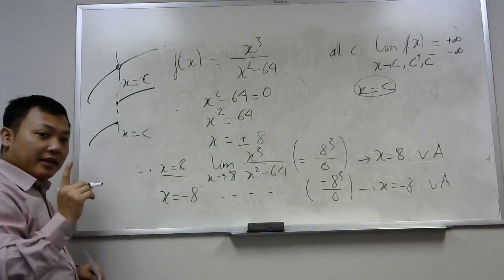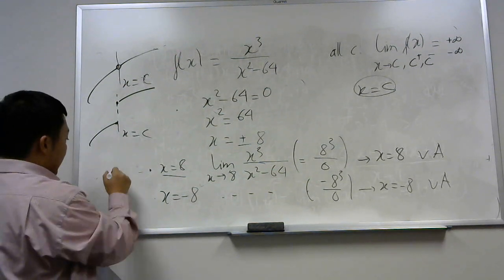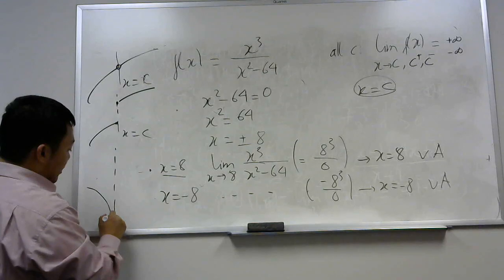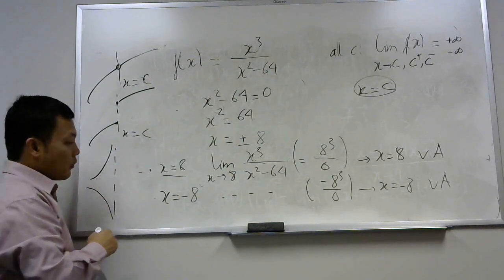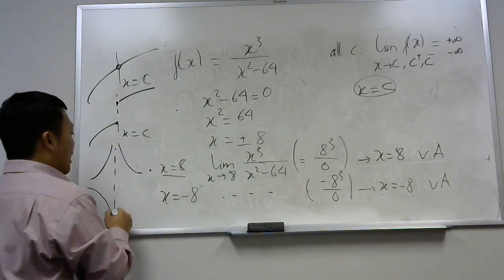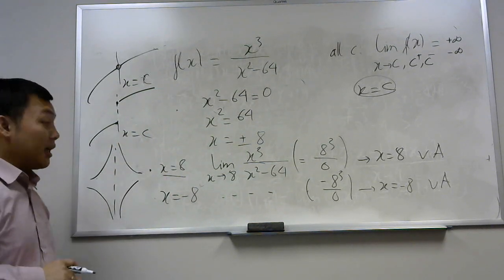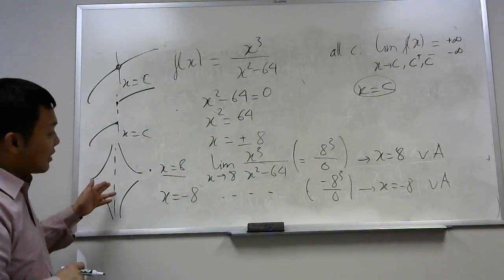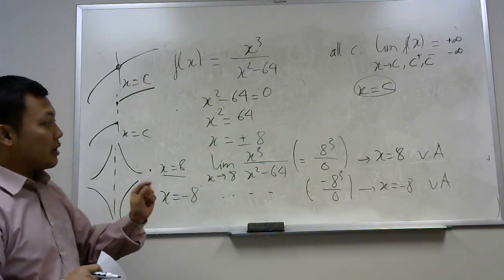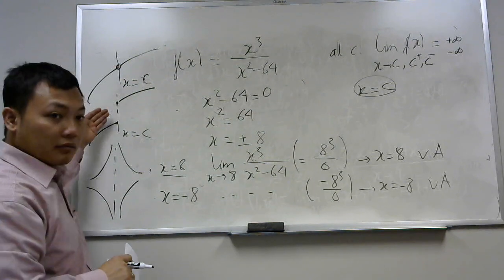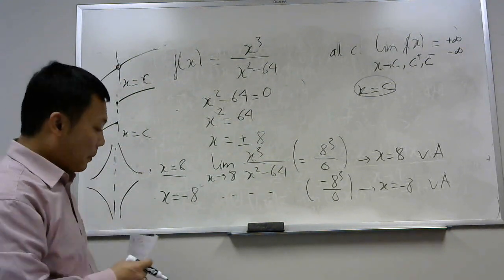The last case is a vertical asymptote. You take something like this, and this goes to negative infinity, or goes to positive infinity. Or maybe you go from the right, you get this picture. In this case, x equal to c is a vertical asymptote. That's what we have in here. So that's why we need to check the limit each time. Okay?